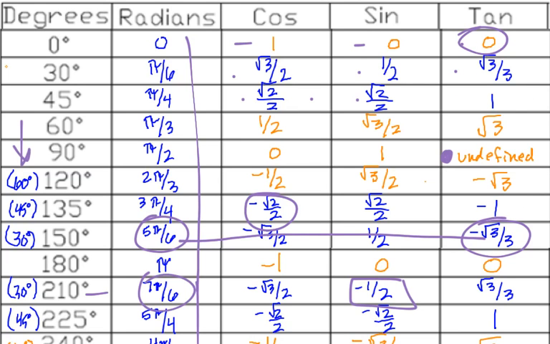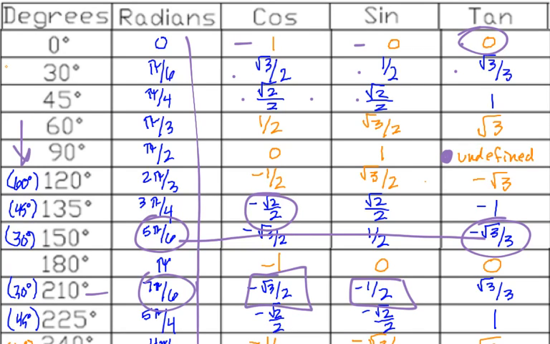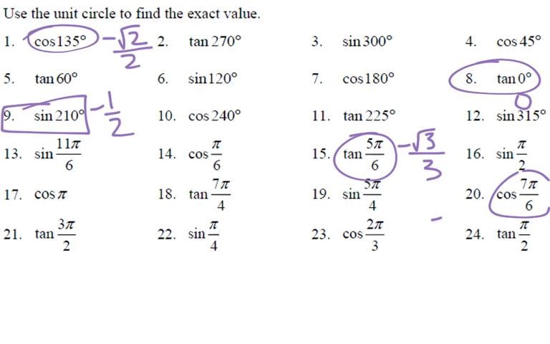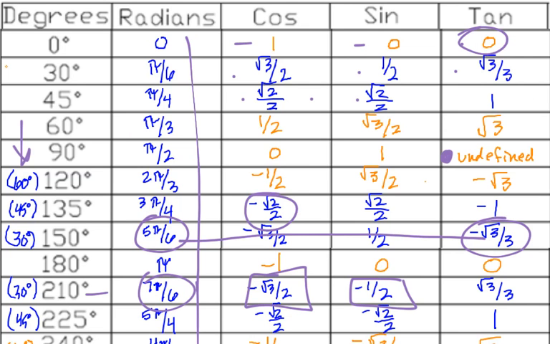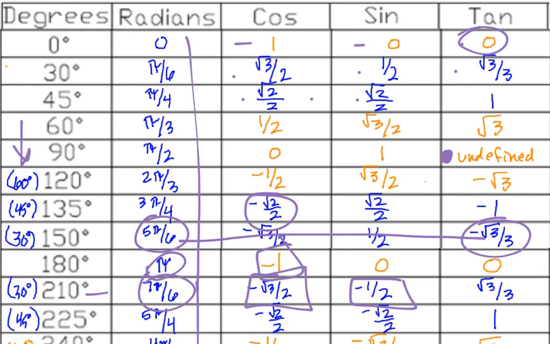Any one of these, 7 pi over 6. Well, 7 pi over 6 is 210. We want the cosine. Cosine is negative square root of 3 over 2. So once you've got that table, it's actually really easy to figure these out. Cosine of pi, well, pi is 180, cosine is negative 1. Because we go 180 degrees, that takes us clear back here. That's pi. Cosine is the x value, negative 1.